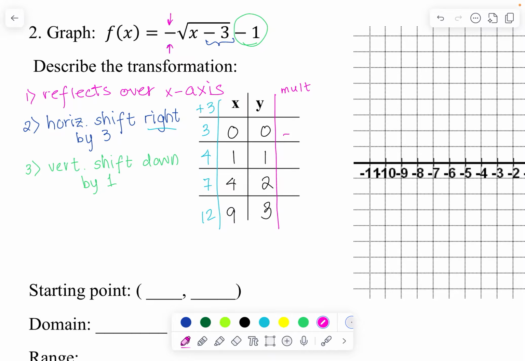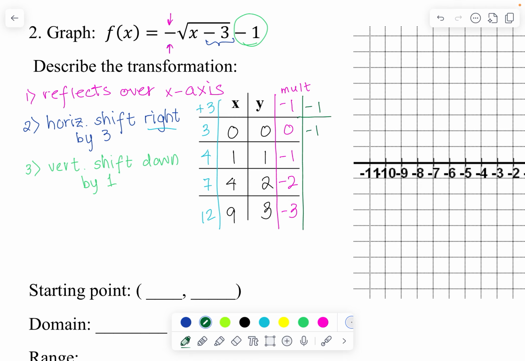So your starting point is at 3, -1. So I'm going to plot these points. 3, -1. Oops. 4, -2. 7, -3. And 12, -4. I know, it's right down here, right at the edge.